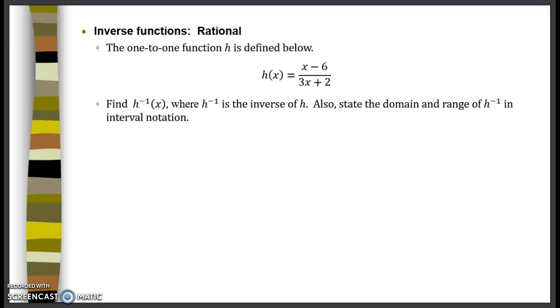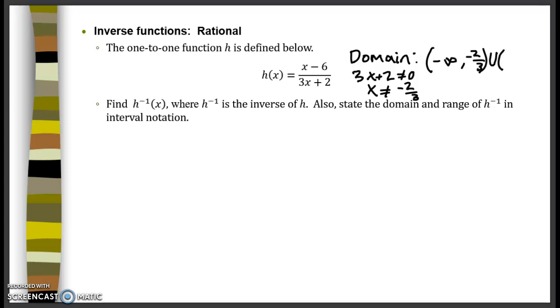Alright, so first, when we take a look at h of x, what do we know about the domain of h of x? Well, I know the denominator cannot equal 0, right? So 3x plus 2 cannot equal 0. I subtract 2 and divide by 3, and I get x cannot equal negative 2/3. So the domain of my function is from negative infinity to negative 2/3, union with negative 2/3 to infinity. Okay, there's my domain. Now, how do I find h inverse?